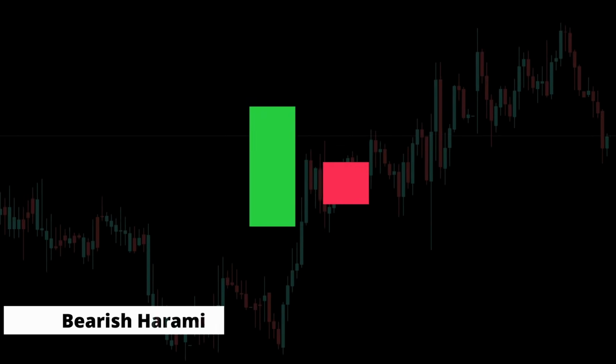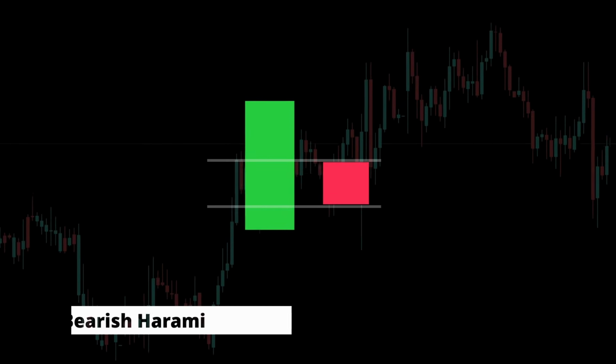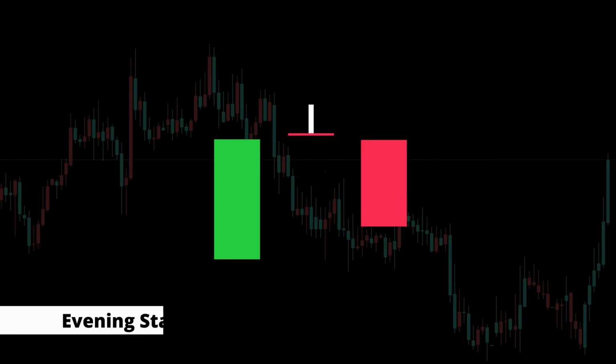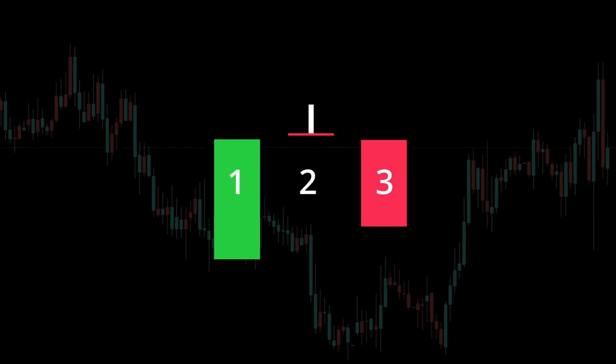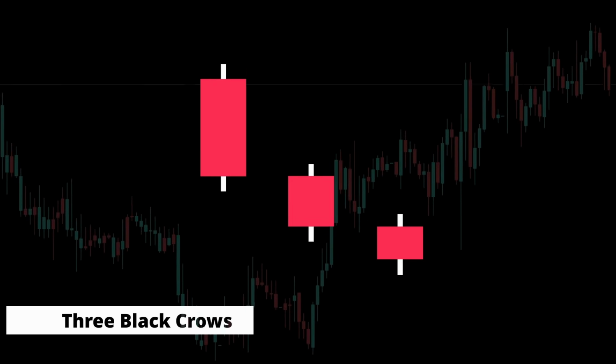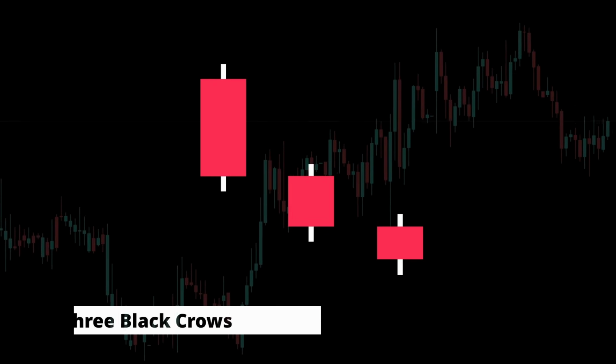Bearish harami, a small red candle completely inside a large green one. The evening star, the mirror opposite of the morning star, a potential very significant downtrend. Buyers are completely exhausted. 3 black crows, 3 long red candles. Sellers seize control from buyers.